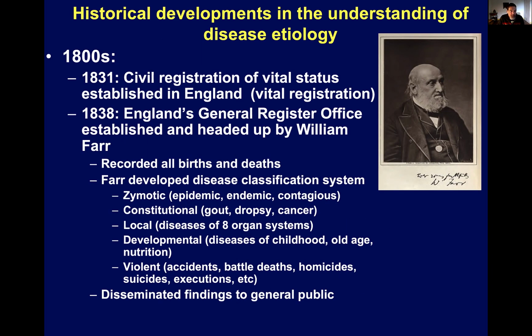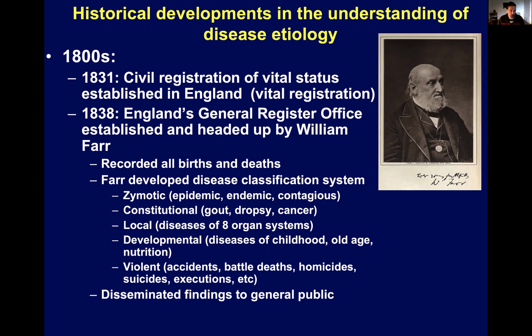In the 1800s, the recommendation that Petty and Graunt had put forward about establishing a central government office to register births and deaths in the 1600s didn't quite happen right away, but by 1831, the government of England saw fit to establish such an office. The General Register Office of England was headed up by William Farr beginning in 1838, and this office was responsible for capturing information on all recorded births and deaths. Farr also developed a disease classification system that was a little bit more systematic than the one we saw in the bills of mortality.